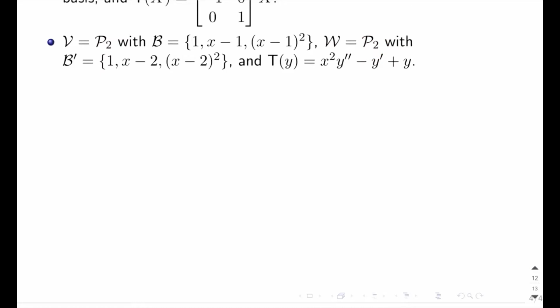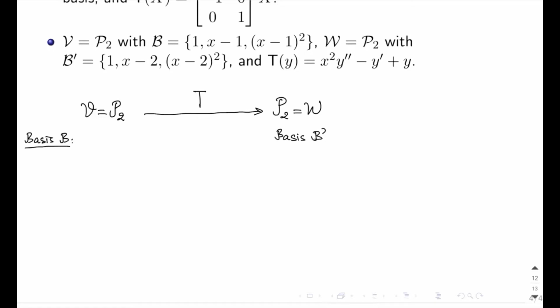But we are considering two different bases, and they are not the standard basis. And T is the linear transformation here. So T is going to be the transformation that is going to take or transform a P2 polynomial into a polynomial of degree at most 2. Here we have the basis B for V, and here we have the basis B prime for W.